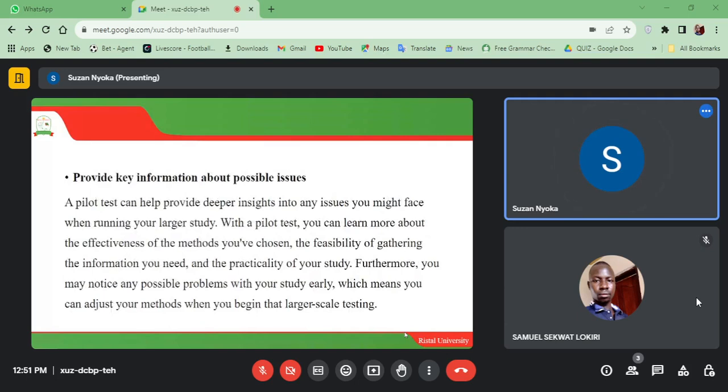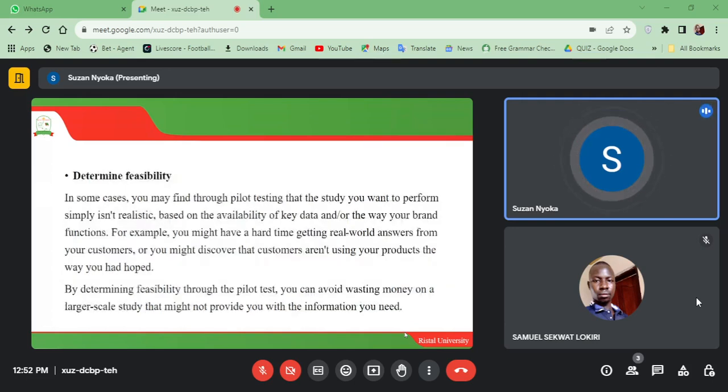Next is to provide key information about possible issues. A pilot test can help provide deeper insights into any issues you might face when running your study. With the pilot testing, you can learn more about the effectiveness of the methods you've chosen, the feasibility of gathering the information you need, and the practicality of your study. Furthermore, you may notice any possible problems with your study area, which means you can adjust your methods when you begin that larger scale testing.